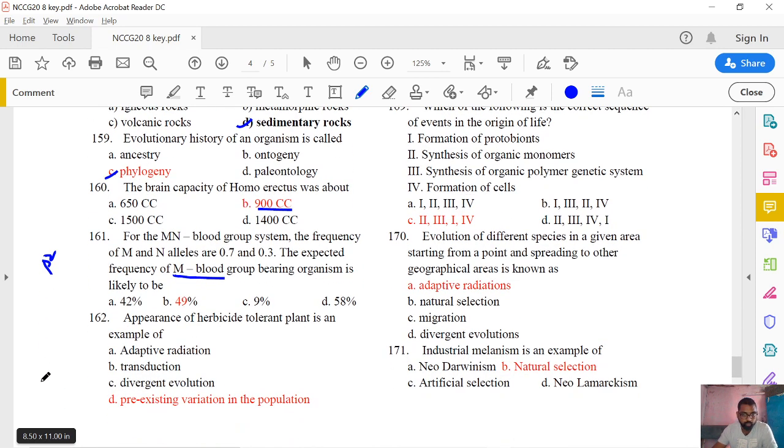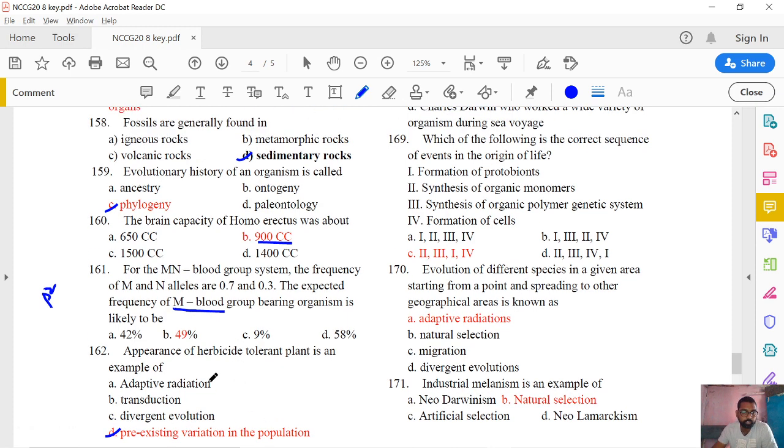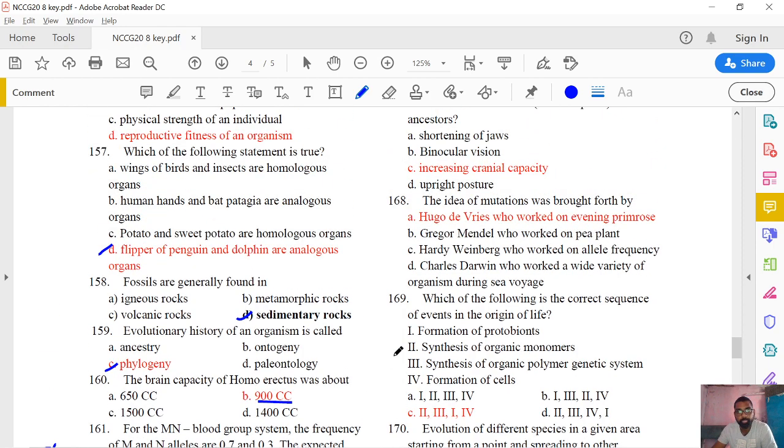Appearance of herbicide tolerant plant is an example for pre-existing variation in the population. There is a population of plants where some mutations took place that led to herbicide resistance. Now when you use herbicide, those plants will be able to survive. The remaining plants cannot survive. So that is possible because of pre-existing variations in the population, not because of any of the other options.